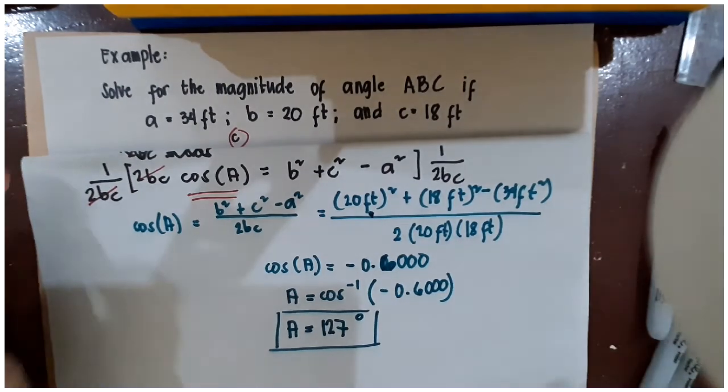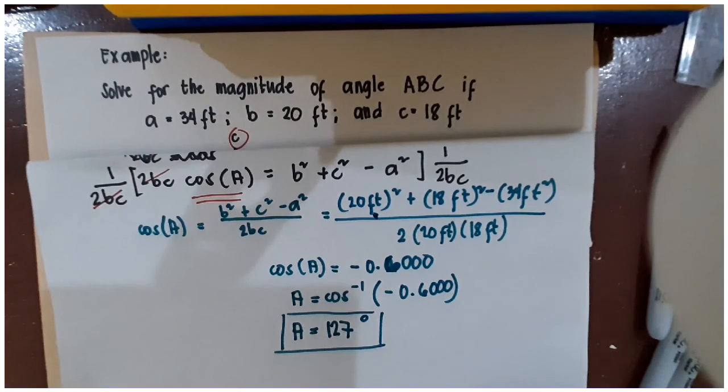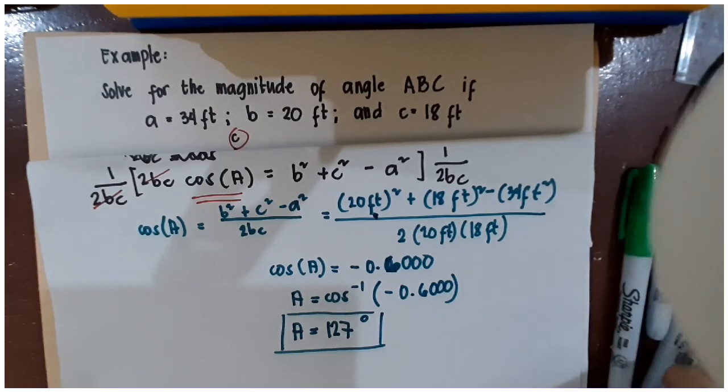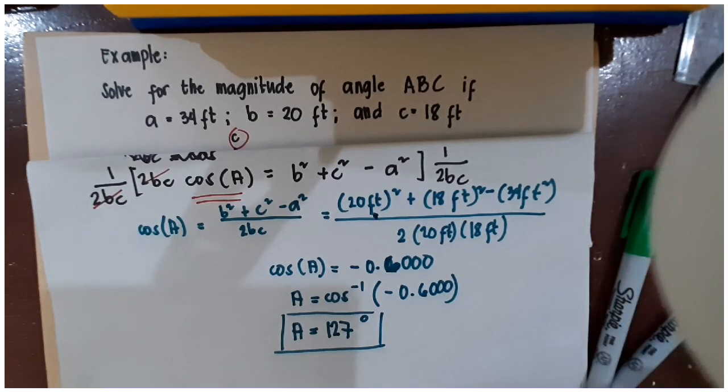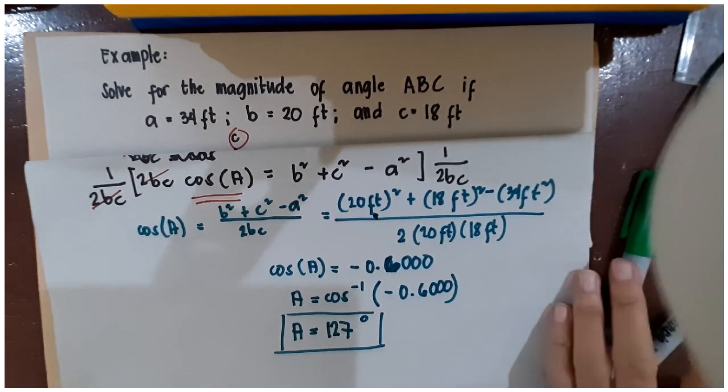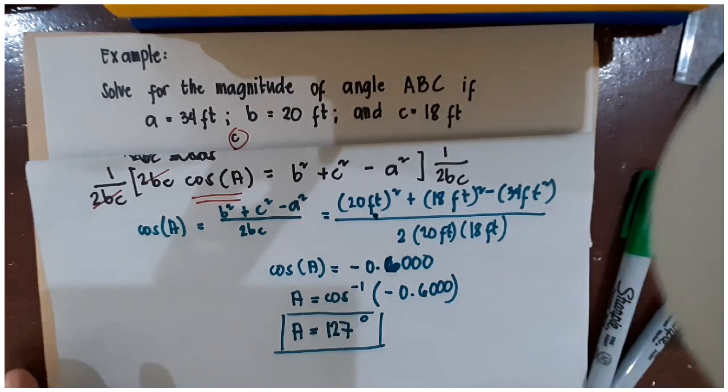For angles B and C, I will leave it to you. You can do it, guys. You do the same process. For angle B, you can use b squared is equal to a squared plus c squared minus 2ac cosine b. And then for angle C, you can use the law of cosines equation.